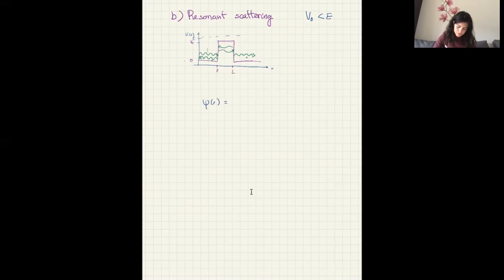So more specifically, phi of x is going to be e to the i kx plus b e to the minus i kx if x is smaller than 0. Now here we have c e to the i k prime x, because the energy is still larger, so we just have a different k prime, plus d e to the minus i k prime x. And here we have f e to the i kx.